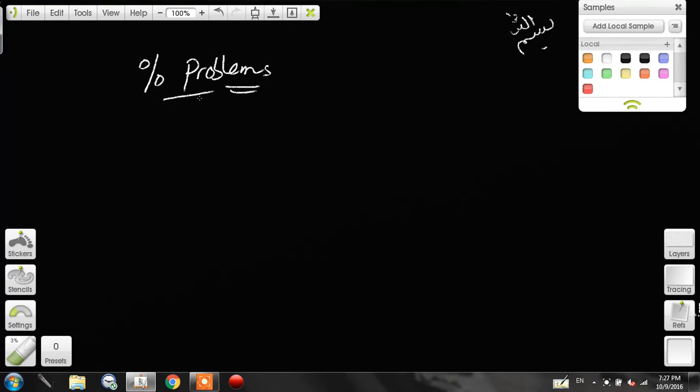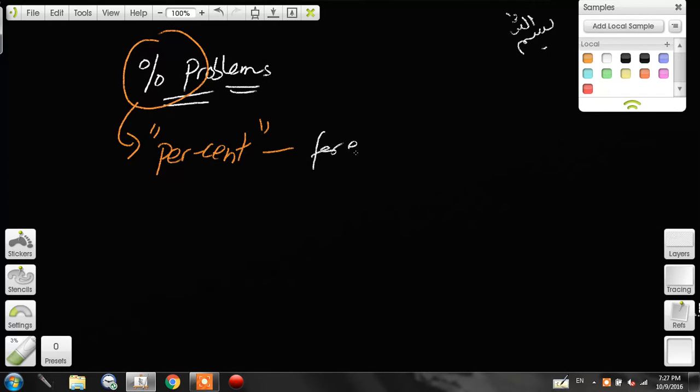Now, the first thing that we have to learn is what does the word percent mean? The word percent means for every 100. For every 100, right?